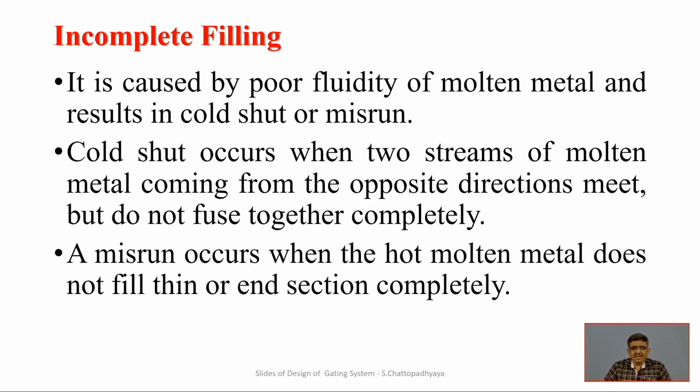So incomplete filling is caused by poor fluidity. That is why we are so concerned about the fluidity of the molten metal, and it results in cold shut or misrun. Cold shut occurs when two streams of molten metal coming from opposite directions meet and then suddenly solidify, keeping some gap. So this is known as cold shut. And misrun occurs when the hot molten metal does not fill the thin or end section properly. So that is also incomplete filling, known as misrun.